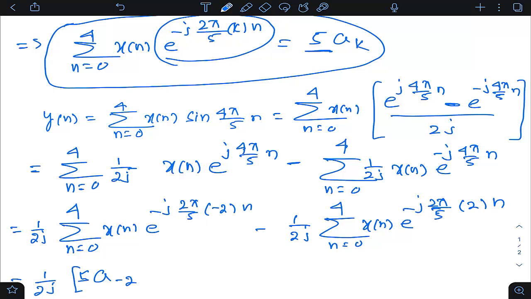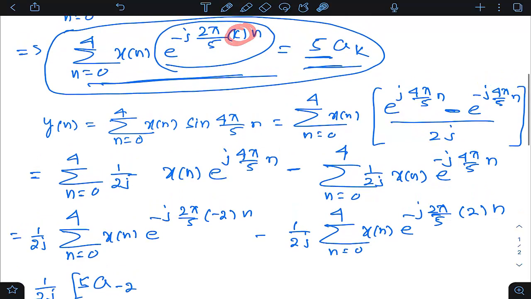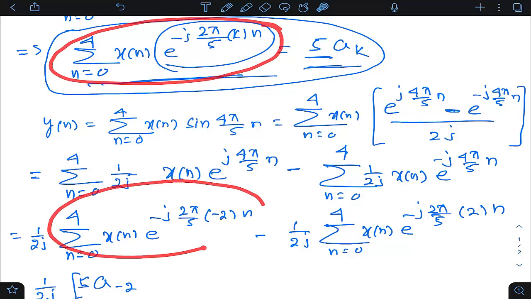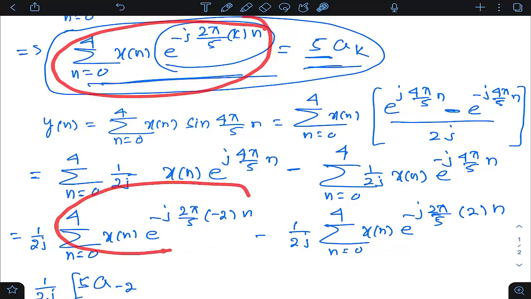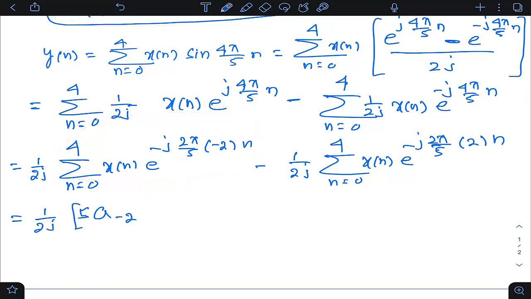Because if you compare this relation, you simply make k equals minus 2. If you make k equals minus 2, don't you think this term is the same as this term? Yes. If I substitute k equals minus 2 here, it is the same as this. So you get 1 by 2j outside, and this is 5 into a of minus 2. And then it is minus, again 5 into a of 2.